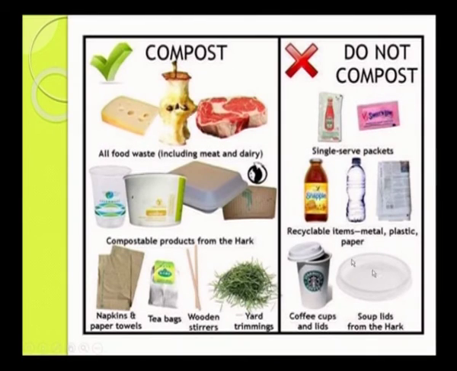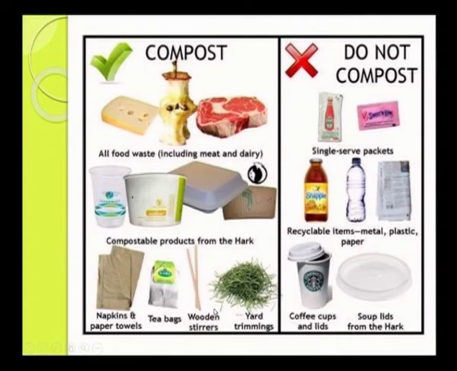What to compost and what not to? So, for this method, segregation of garbage is very crucial. All food waste, which includes meat and dairy, compostable products from the HORECA industry, these are decomposable plastics, in the sense these are a grade of decomposing plastics. They are types of styrofoam and plastic-based things that completely degenerate and decompose. Napkins and paper towels, tea bags, wooden stirrers, yard trimmings, leaves from the garden, all of that can be composted.